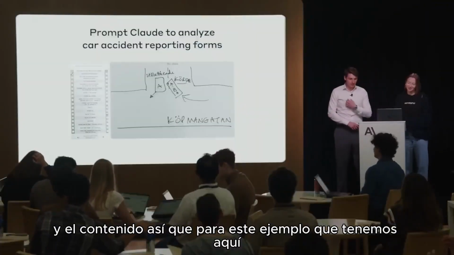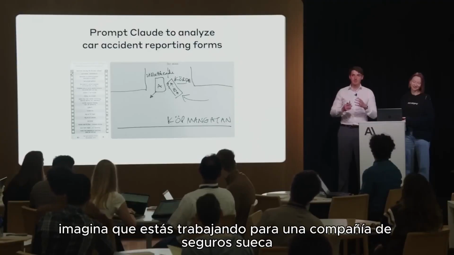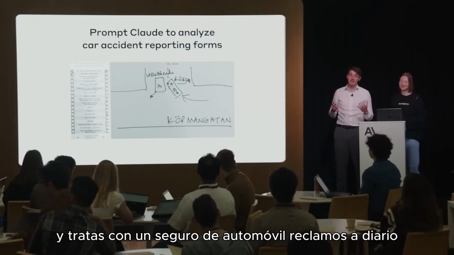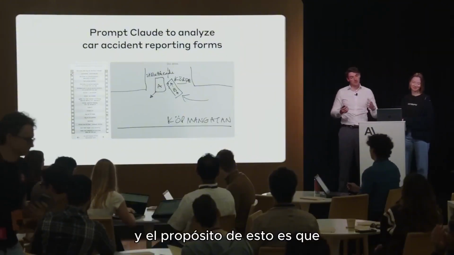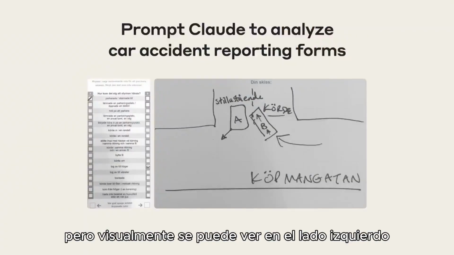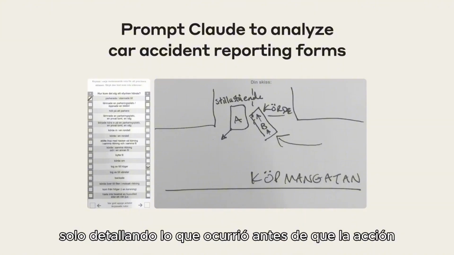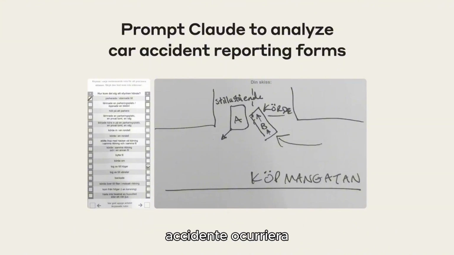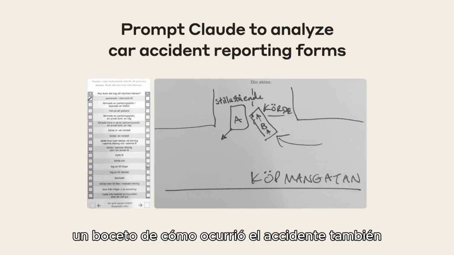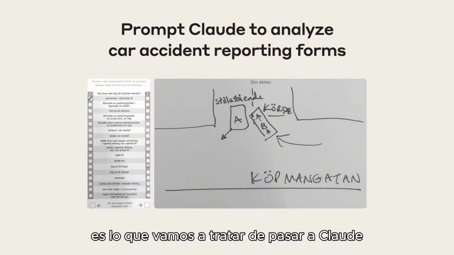So for this example, to set the stage, imagine you're working for a Swedish insurance company and you deal with car insurance claims on a daily basis. You have two pieces of information. We're going to go through these in detail as well, but visually you can see on the left-hand side we have a car accident report form, just detailing out what transpired before the accident actually took place. And then finally we have a sort of human-drawn sketch of how the accident took place as well. These two pieces of information are what we're going to try to pass on to Claude.